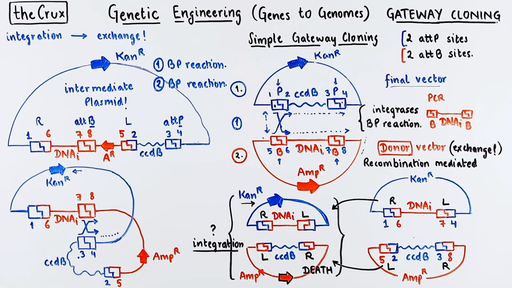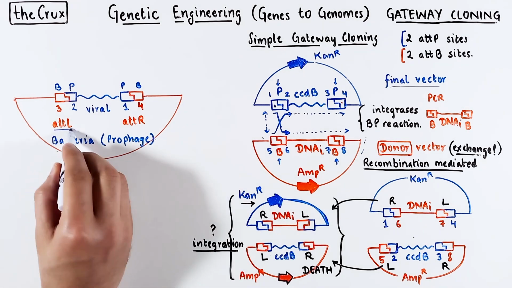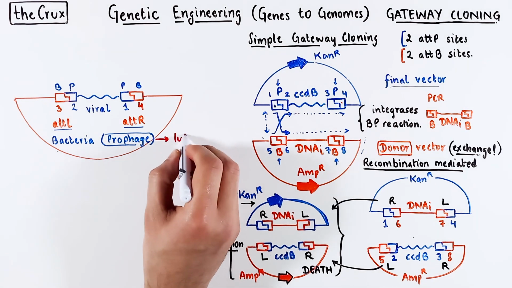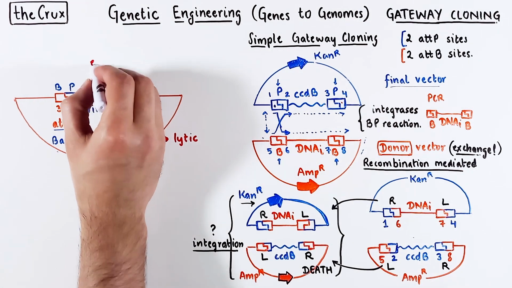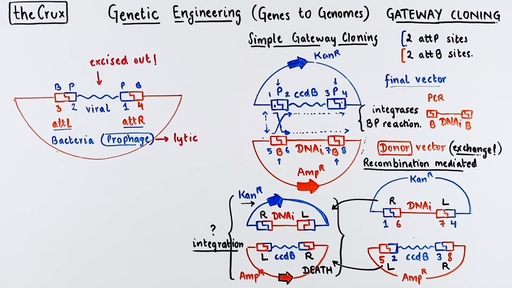Okay, now we can move to the second part of the simple gateway cloning. You remember this prophage structure we discussed a few minutes ago, where you get the full attL and attR. Another aspect of the virus life cycle is that prophage can move to a lytic cycle, where it is possible that the viral genome is excised out of the bacterial genome.